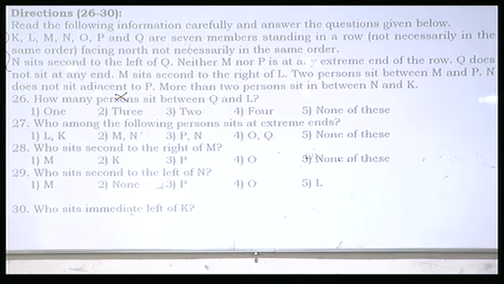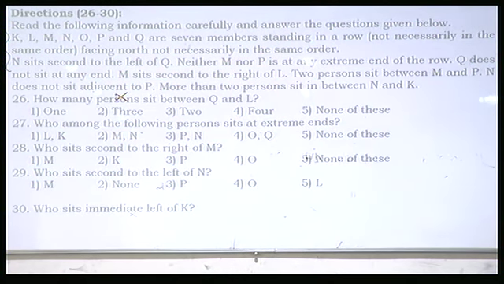Then 26 to 30. And who are the persons here? K, L, M, N, O, P and Q. All the 7 members standing in a row. K to Q. Then N sits second to the left of Q. N is seated second to the left of Q. Neither M nor P is at any extreme end of the row.